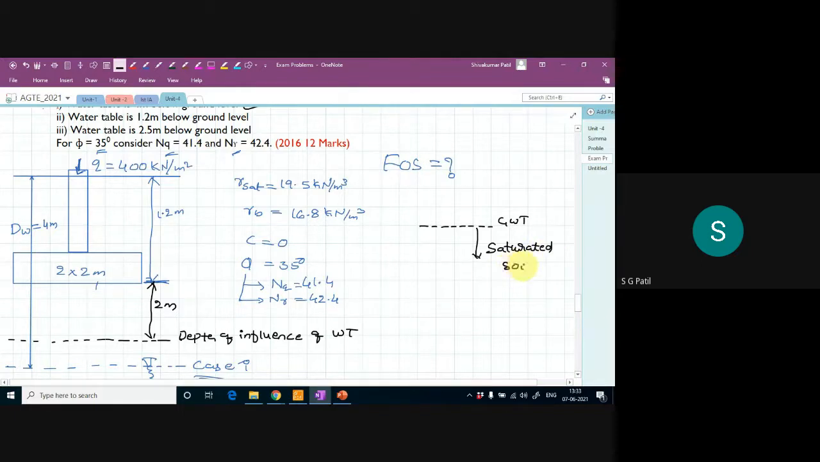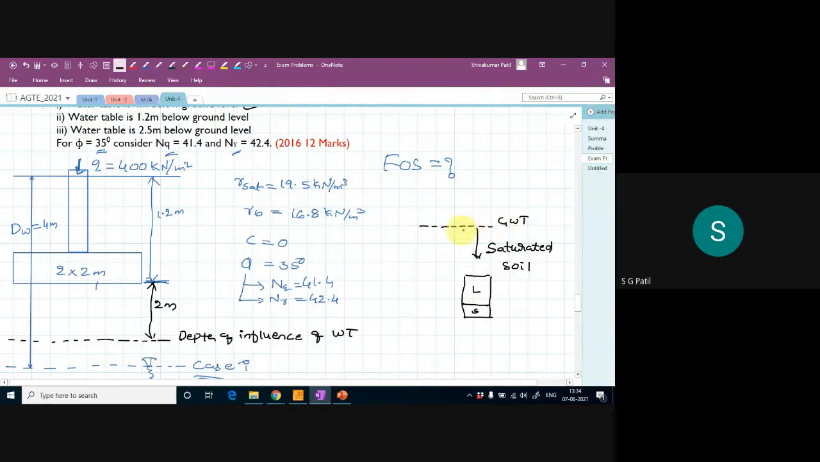Saturated soil. What do you mean by saturated soil? If you recall from your fifth semester, that is the three-phase diagram. What were we telling? We have a solid phase, a liquid phase, and an air phase. So saturated soil means there is no air; all the voids are fully occupied by water. Okay, that is my saturated stage. So below the water table, we will have only 2 phases, the solid phase and the liquid phase.